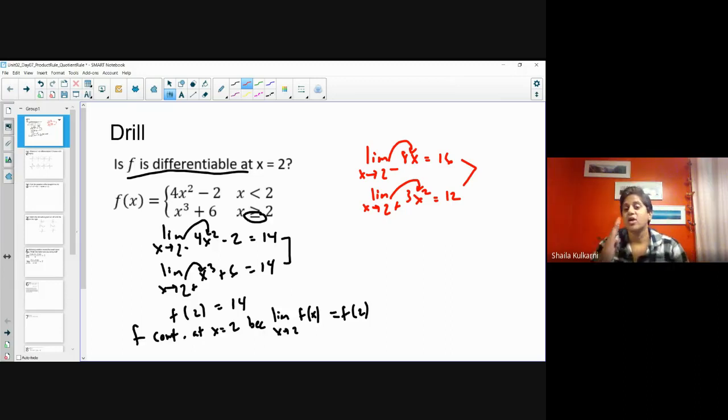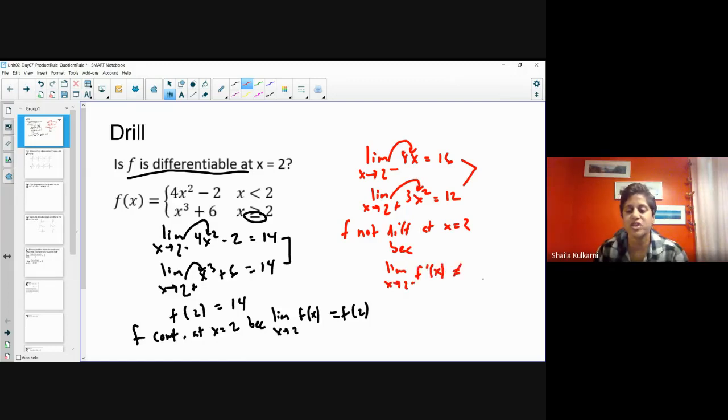What that means is we have like a roller coaster that's going up, and then we have a roller coaster doing this all of a sudden. It didn't ease into it. It just went from 16 to 12. It formed a corner. So we can't have derivatives of that corner. So we would say f is not differentiable at x equals 2 because the limit of the derivative from the left did not equal the limit of the derivative from the right. And this is how the notation is going to look.